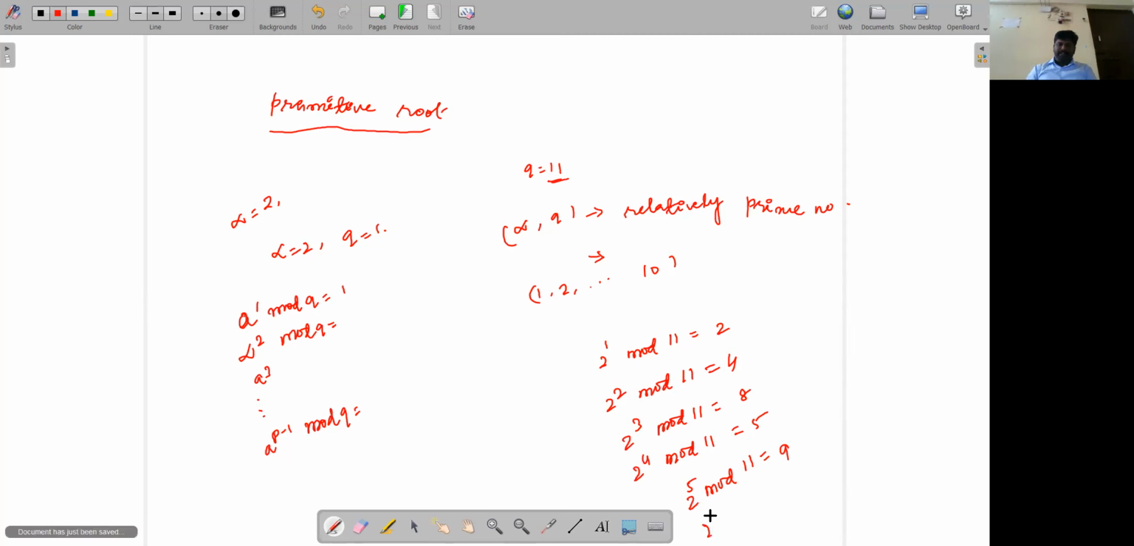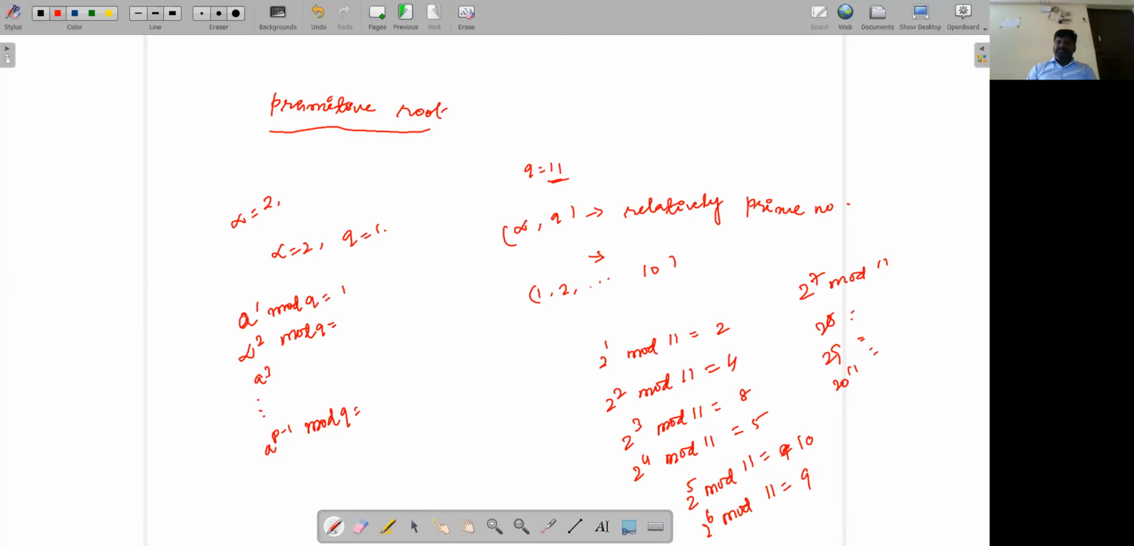And 2 power 6 mod 11, which is 64, 64 minus the 55. Is it correct? 2 power 5 is 32, and here you will get 10, right? 10, 9. Is it clear now? So tell me the values for 2 power 7 mod 11, and 2 power 8, and 2 power 9. So 2 power 10.